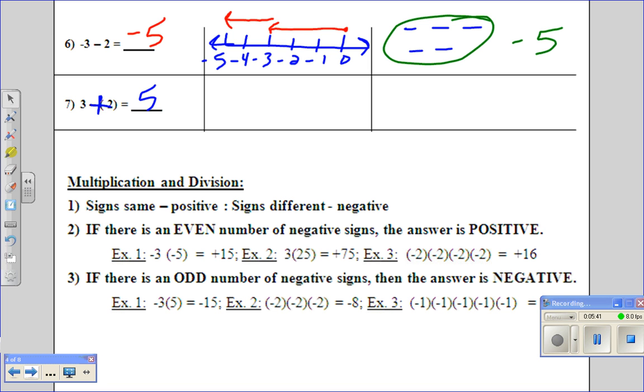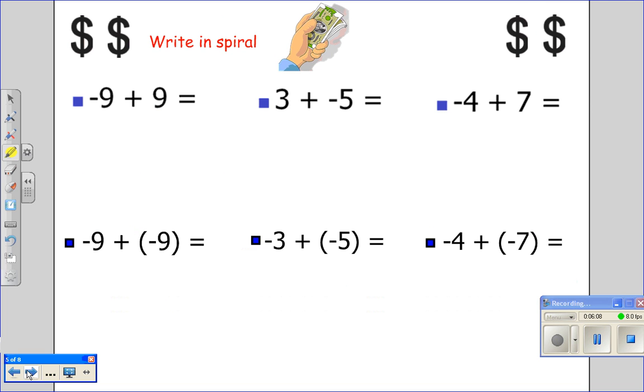All right, so let's look at our multiplication and division rules, which actually are a little bit simpler than adding and subtracting. When the signs are the same, when you're multiplying and dividing, you get a positive answer. When the signs are different, you get a negative answer. So if it says to multiply, you just multiply. If it says to divide, you just divide. But then you just have to look at whether the signs are the same or different, and that determines whether it's positive or negative. All right, let's move on.